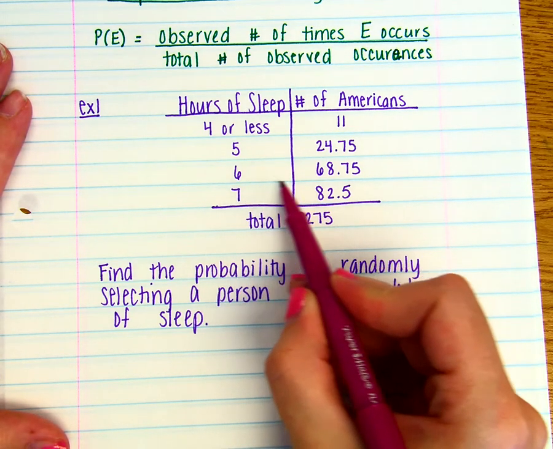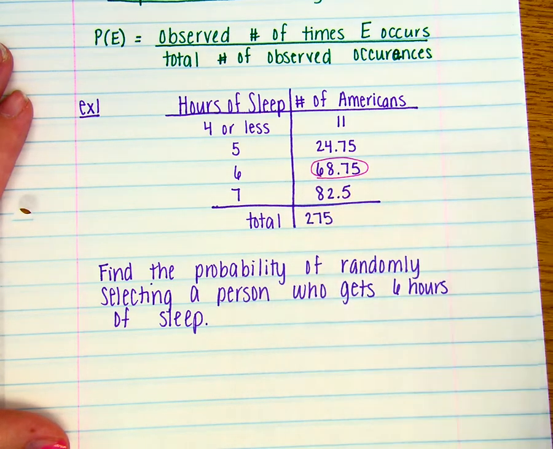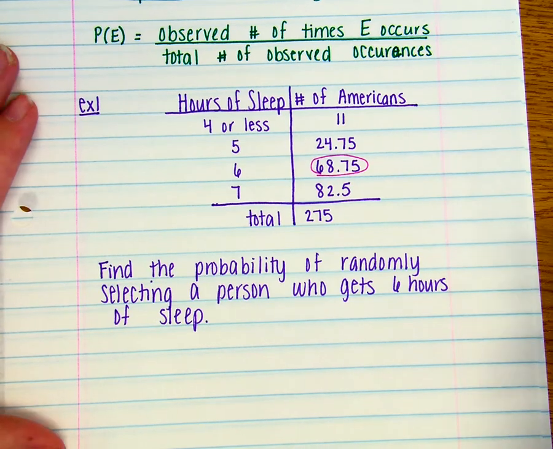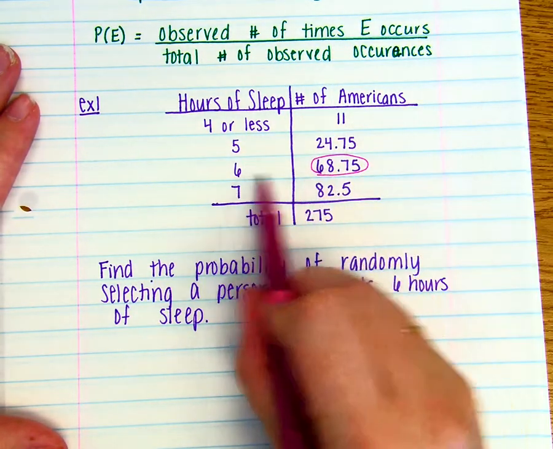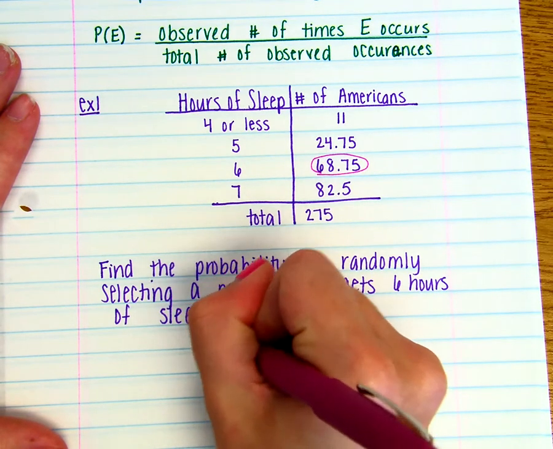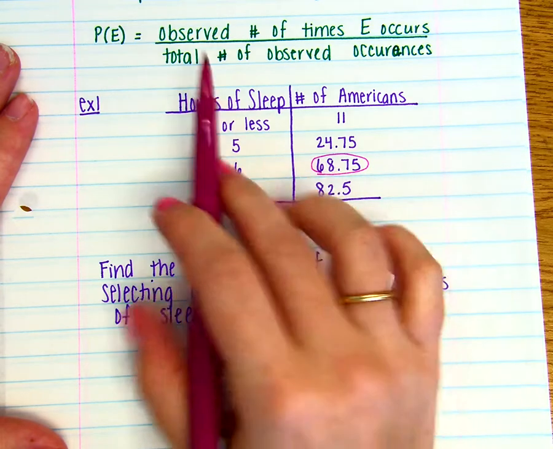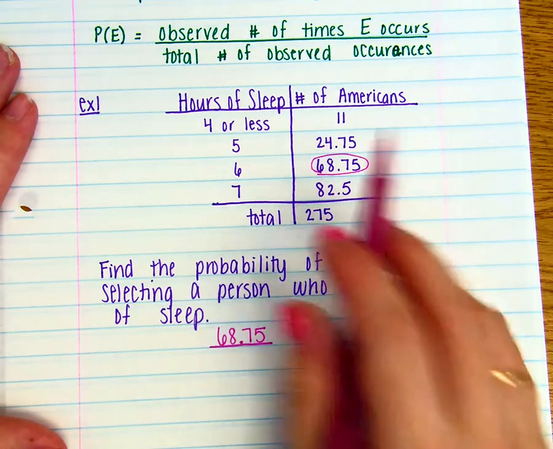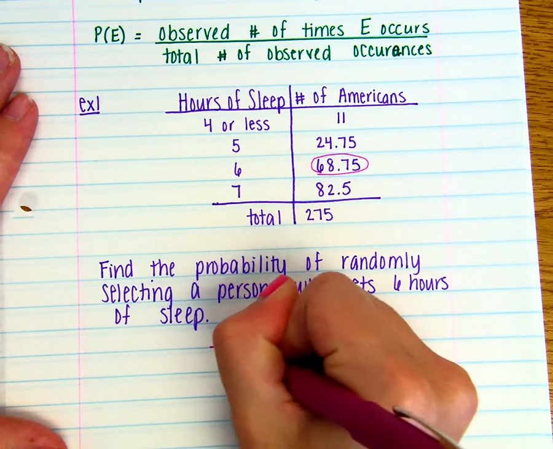So we have to look in our table and see how many people get 6 hours of sleep. Well, we have 68.75 people who get 6 hours of sleep. So that is the observed number of times the event occurs. So that goes at the top, divided by the total number of observed occurrences. Well, how many people did we survey? 275.